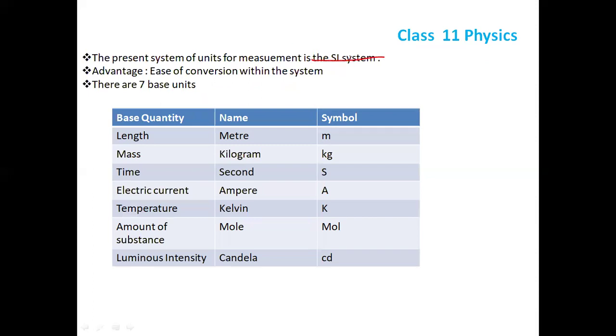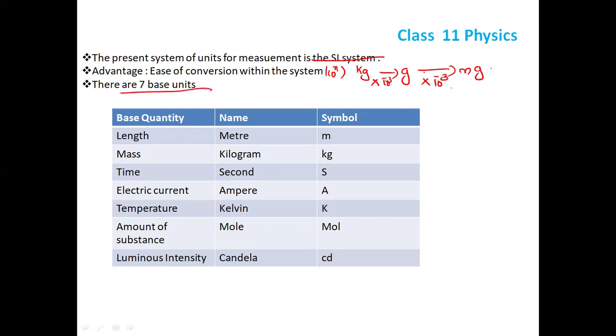Why the SI system has been accepted is that there is ease of conversion within the system. Suppose you want to convert kilogram to gram, then it is easy. You just multiply it by 10 power minus 3. If you want to convert gram to milligram, you again multiply the gram by 10 power minus 3. That means ease of conversion. With powers of 10, conversions within the system are quite simple. That's why it is accepted as the present system.